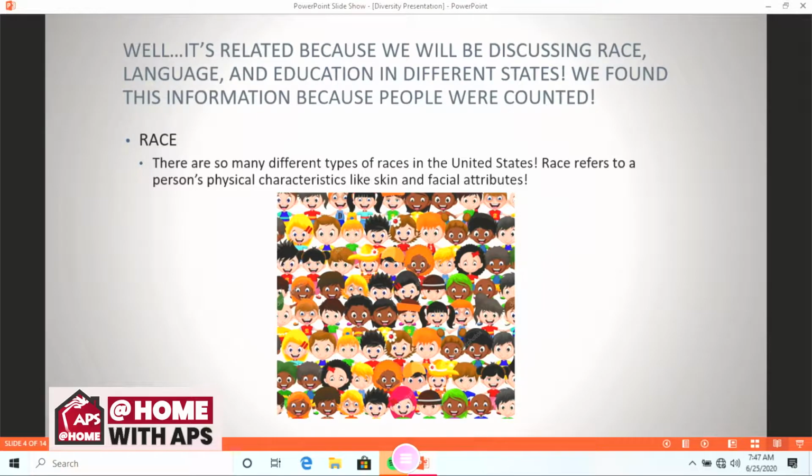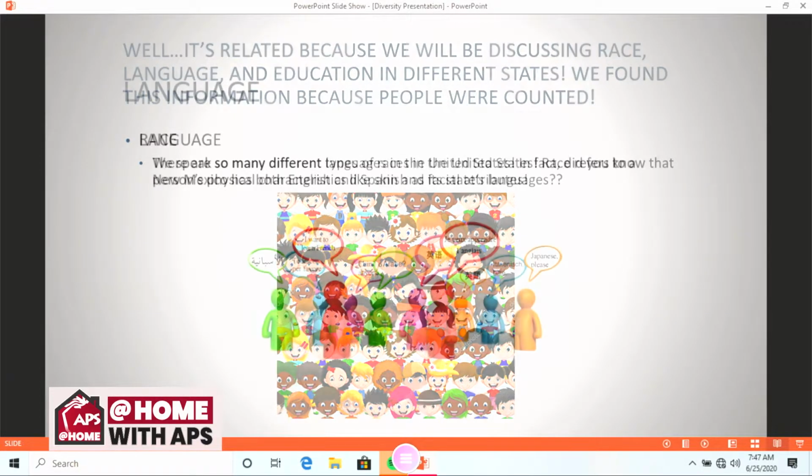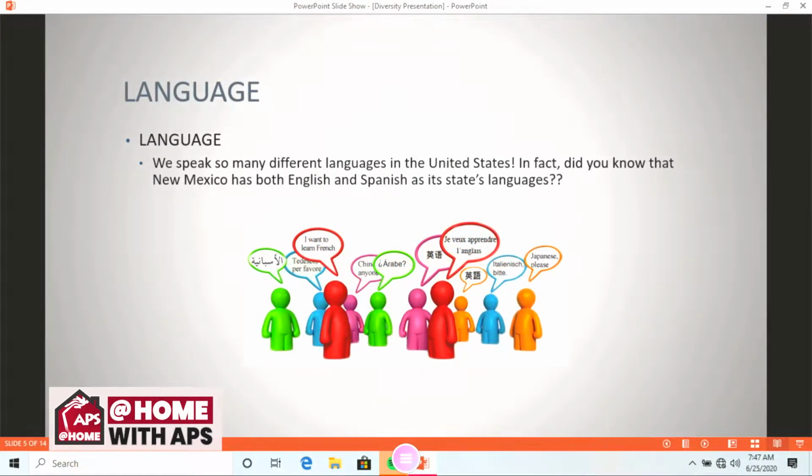So let's talk about race. Race means there are so many different types of races in the United States. Race refers to a person's physical characteristics like skin or facial features or attributes. Language. We speak so many different languages in the United States. In fact, did you know that your state, our home state of New Mexico, has 2 official state languages? That's right, they're both English and Spanish.